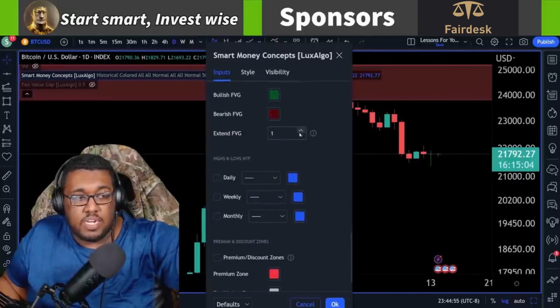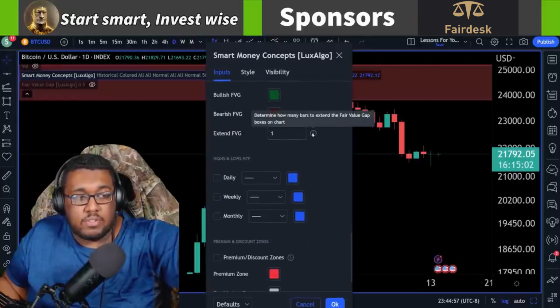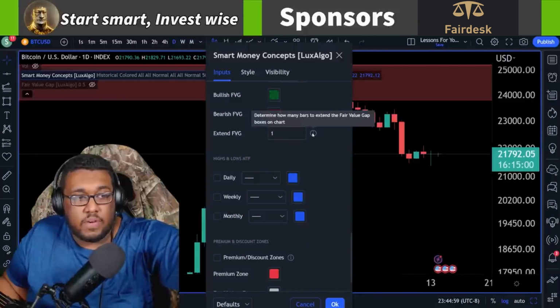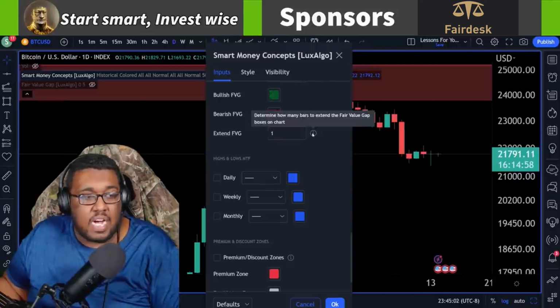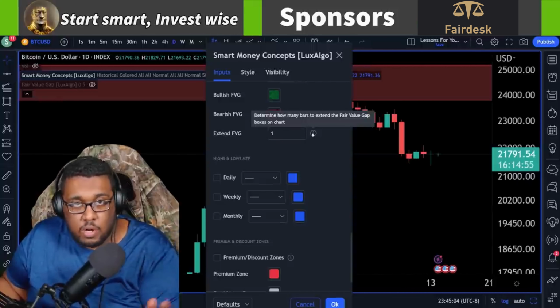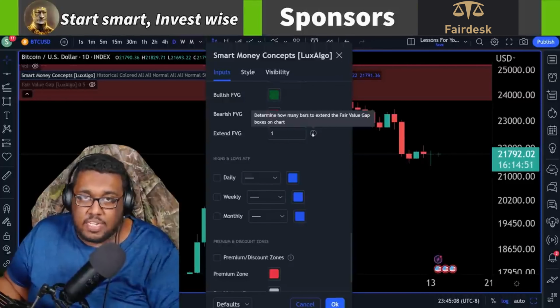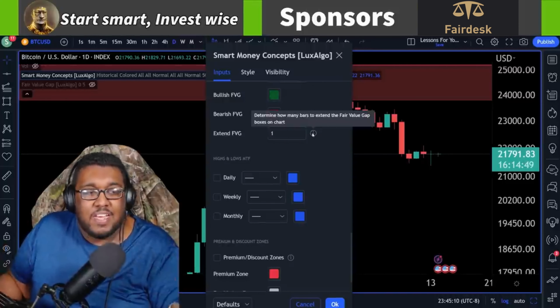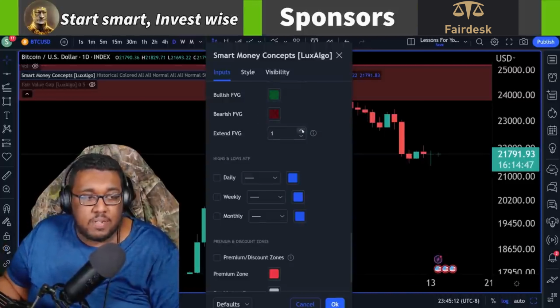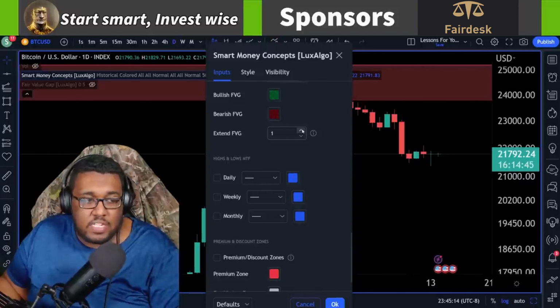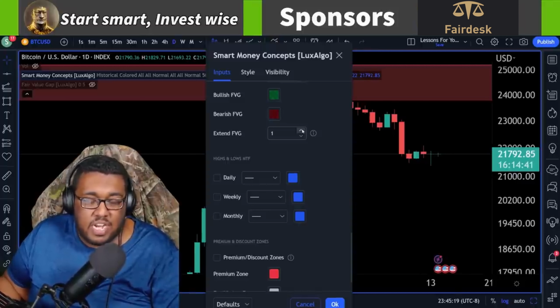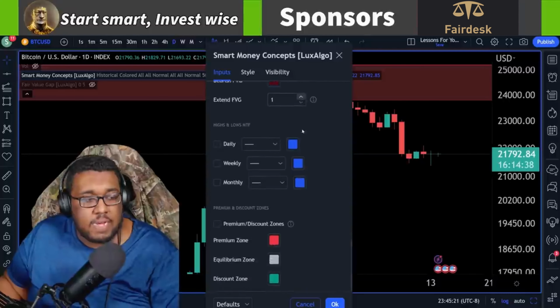Sometimes if you guys want to, you can have this set to between 1 and 3. It'll say determine how many bars to extend the fair value gap boxes on the chart. It depends on how long you want to see this thing going across your screen. I can usually kind of follow the lines in my head. If you guys don't want to do that, it's perfectly okay. You guys can just bump this up to maybe 3, 5, maybe even 10 if you want to. I don't think you have to do it that far, especially if you're day trading. You might just leave it around 1 to 2, maybe 3, okay?